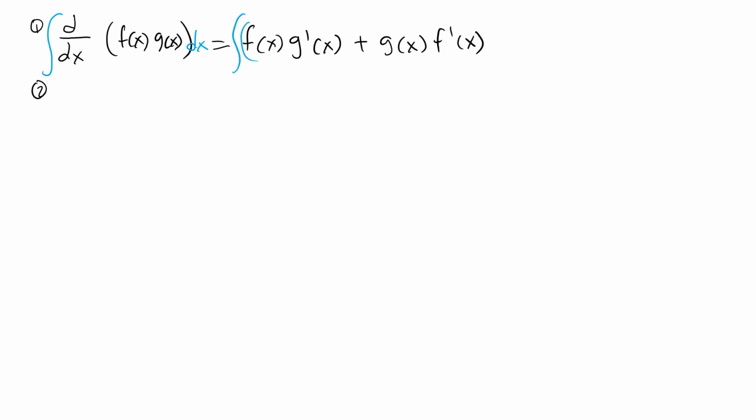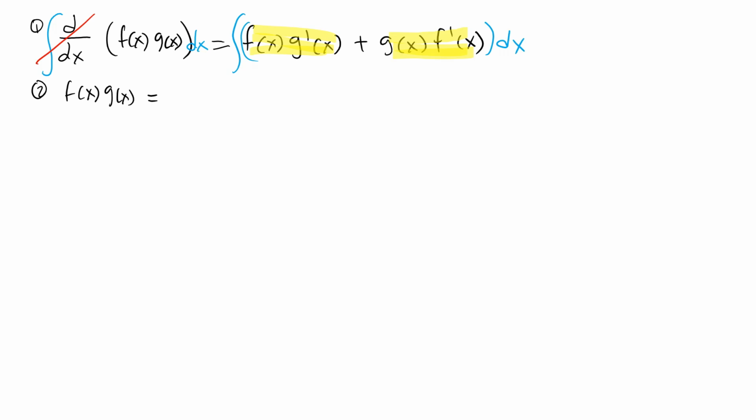I'm going to put parentheses here. The next step is to literally just take the indefinite integral on both sides. And what you'll notice is that since the integral is also known as the antiderivative, or the reverse of the derivative, the derivative will cancel out with the antiderivative, or the integral. So we'll be left with f of x, g of x, and then I'm going to split this into two separate integrals.